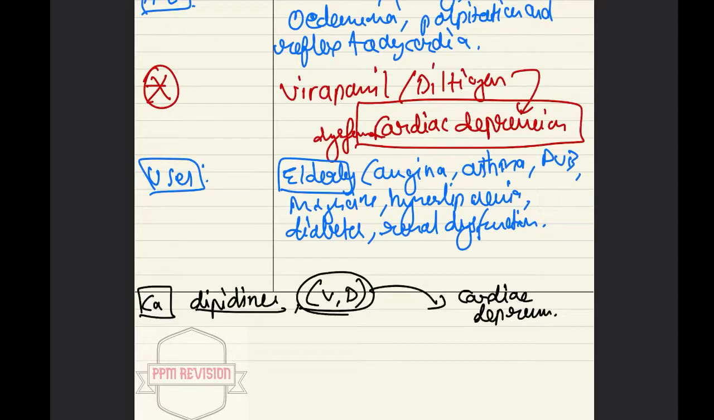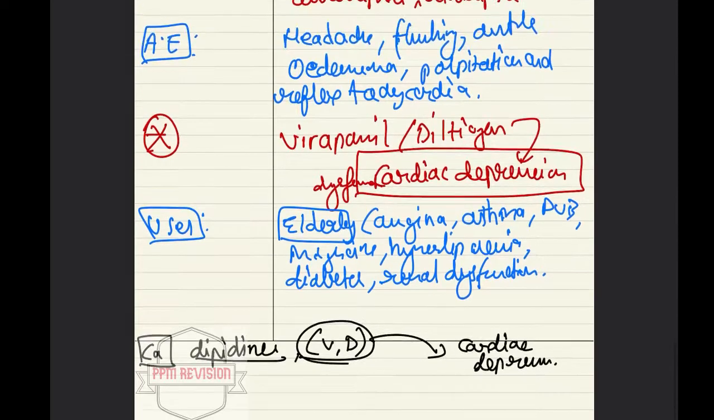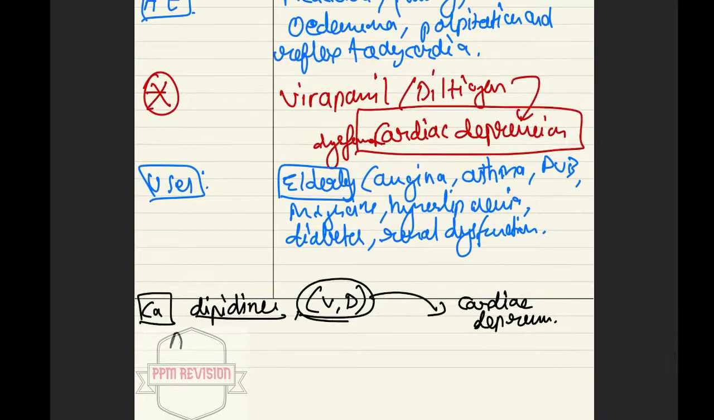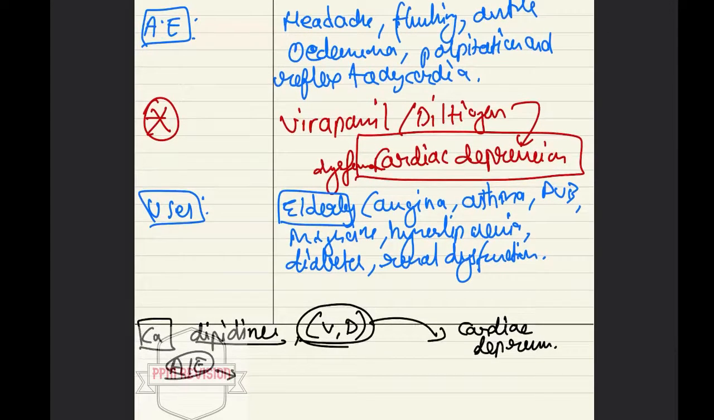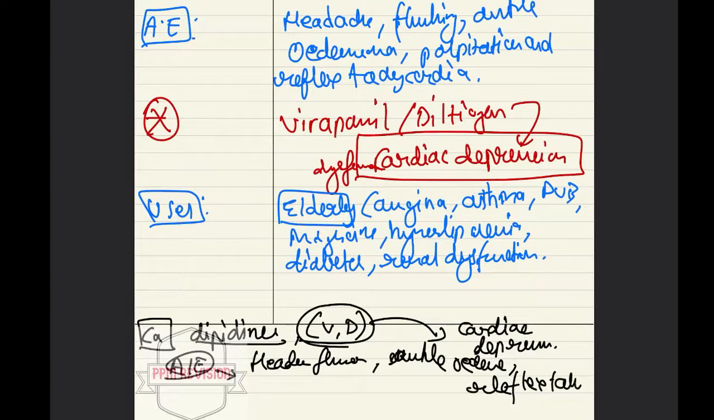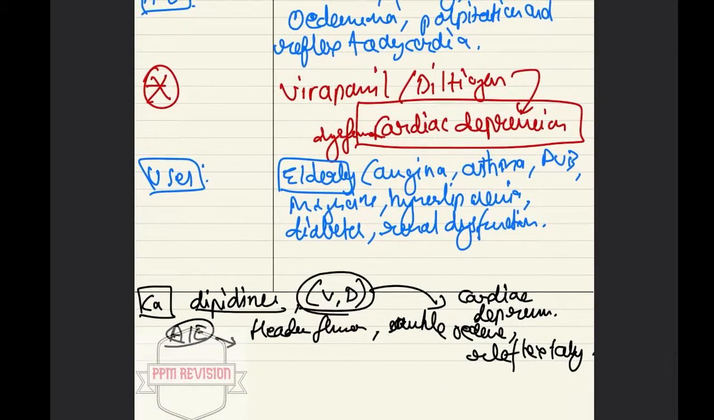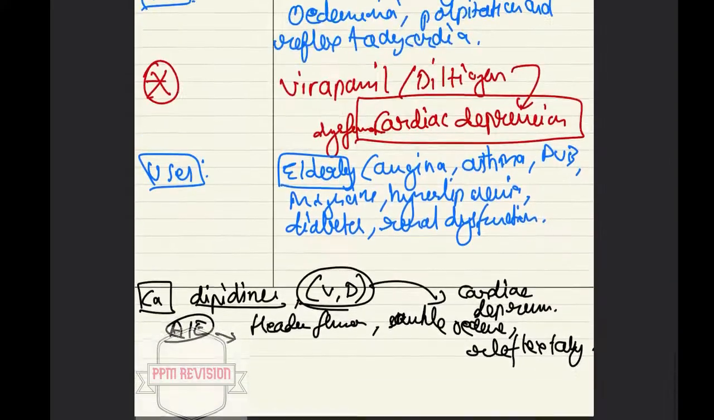And now looking at other points, the adverse effects of what it can lead to. It can lead to headache and flushing, as well as edema, that is ankle edema, as well as reflex tachycardia. Now moving ahead, we also saw some of the uses.